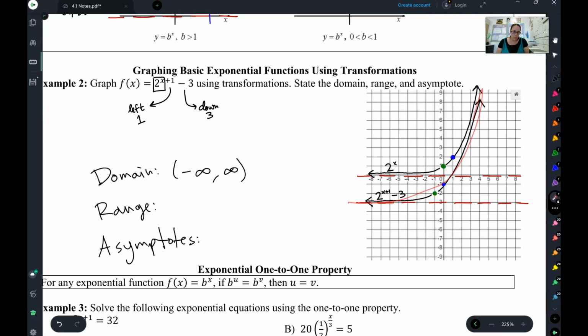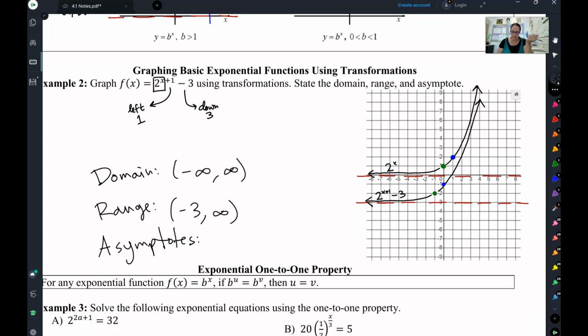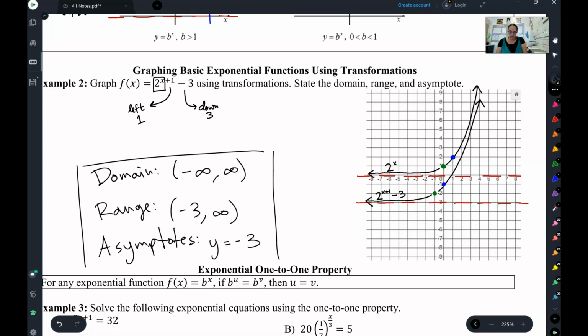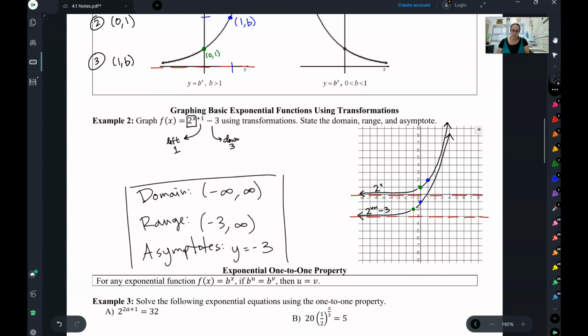Range is my y values up and down. So if I look at this graph, the y values that are included are going to be from -3 up. So we write that as -3 up to infinity, and I do not want to include -3 because that's where my asymptote is. Last one, the equation for the asymptote is going to be y equals, because it crosses the y-axis, so y equals -3. And that's how we graph it and write the domain, range, and the asymptotes.